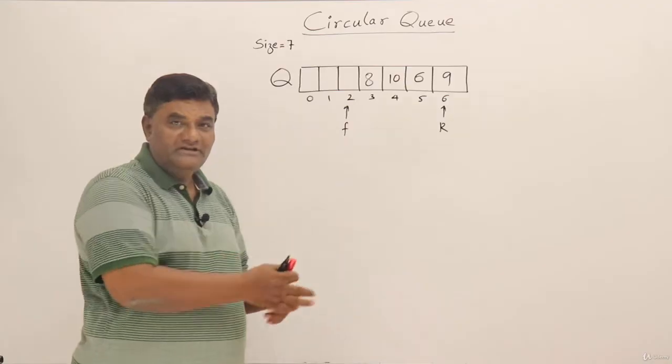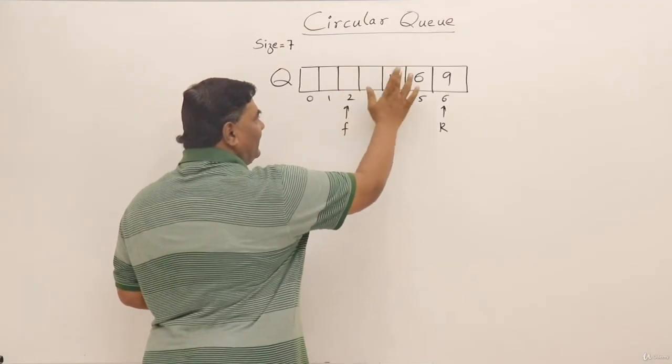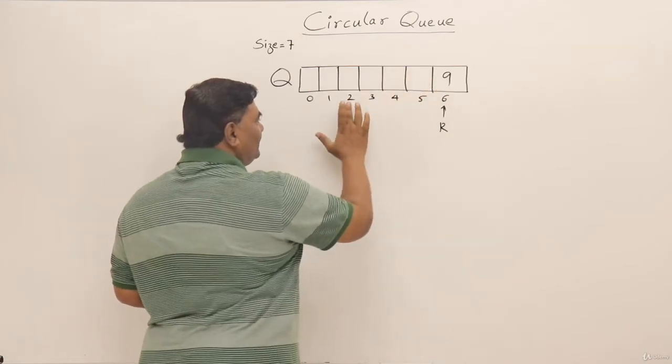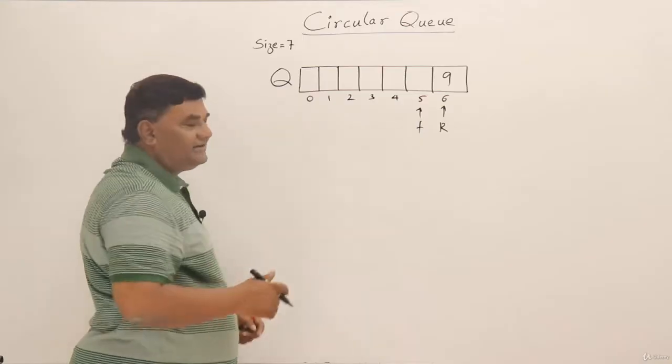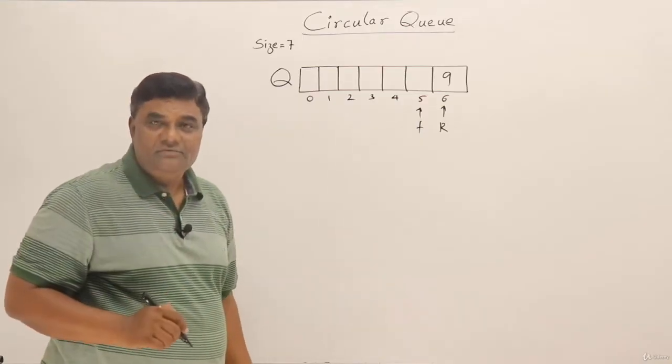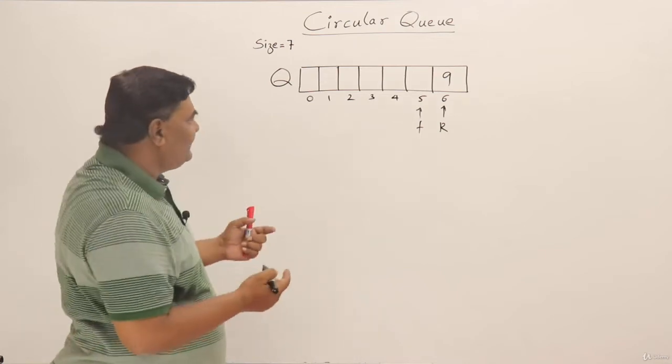Let me delete a few more elements and show you. If I am deleting this one and this one also and this one also, so front will be pointing here. Now so many elements are deleted, there is only one element in the queue. Now still I want to insert, enqueue. So for enqueue, the condition is checked.